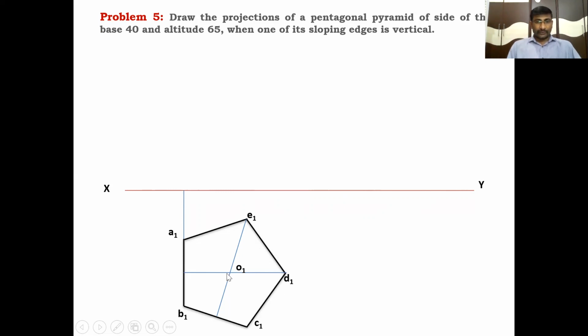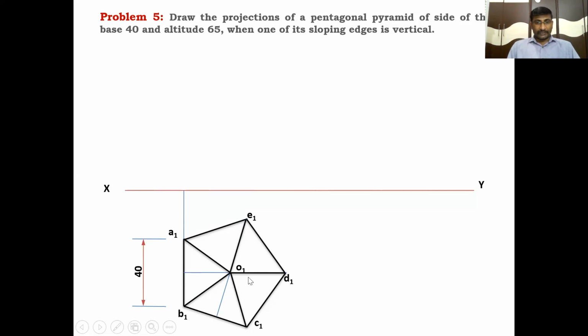After getting the corners, join this apex point with every corner with dark lines, because the slant edges are visible when we're looking from the top side of the solid, when the axis is perpendicular to the HP. Okay, this is the pentagonal pyramid when looking from the top side, the top view, the first stage. The side length is 40 mm. Clear? Here, these are the slope edges: O1A1, O1B1, O1C1, O1D1, O1E1.